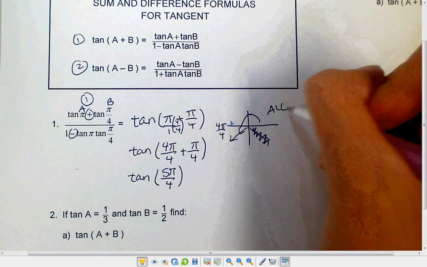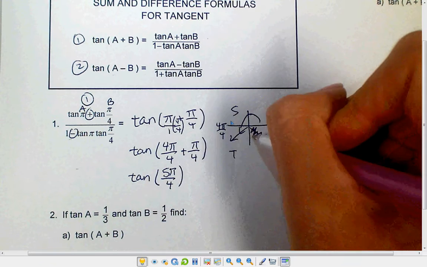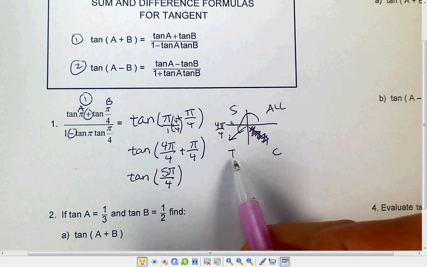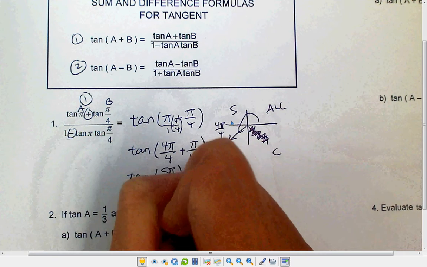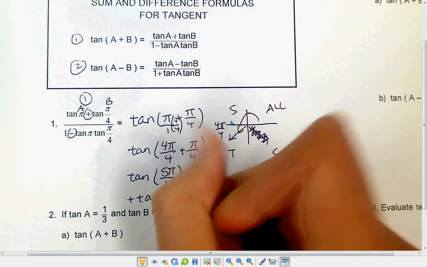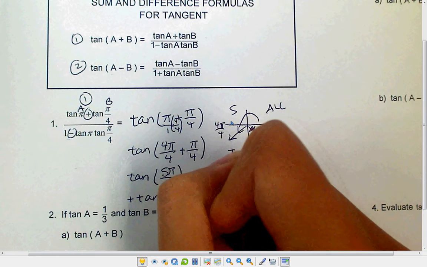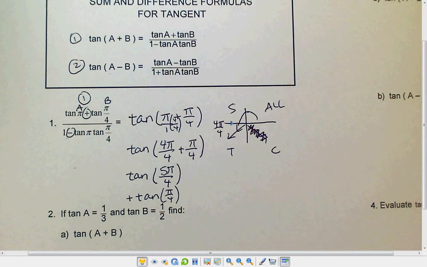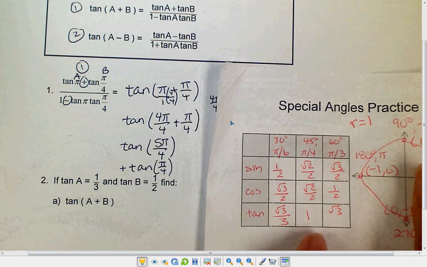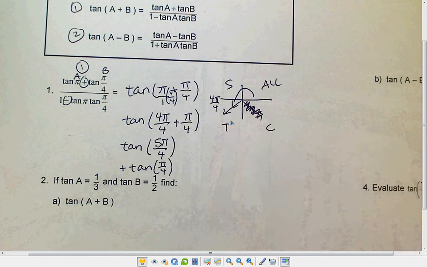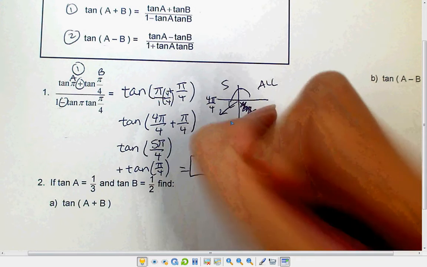Because it's in the third quadrant, all students take classes. It's going to be a positive value because tangent is positive in the third quadrant. And our reference angle here is pi over 4. So if you look at your chart, tangent of pi over 4 is 1. And so this is just a positive 1, and that's our answer.